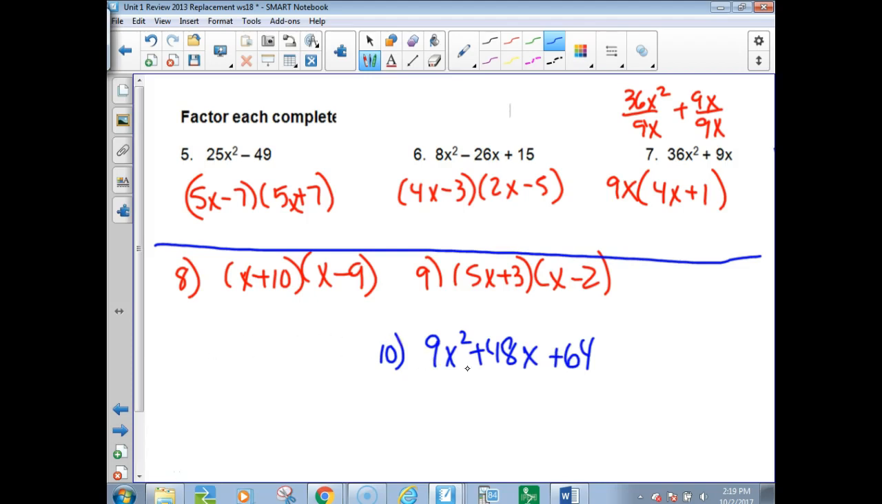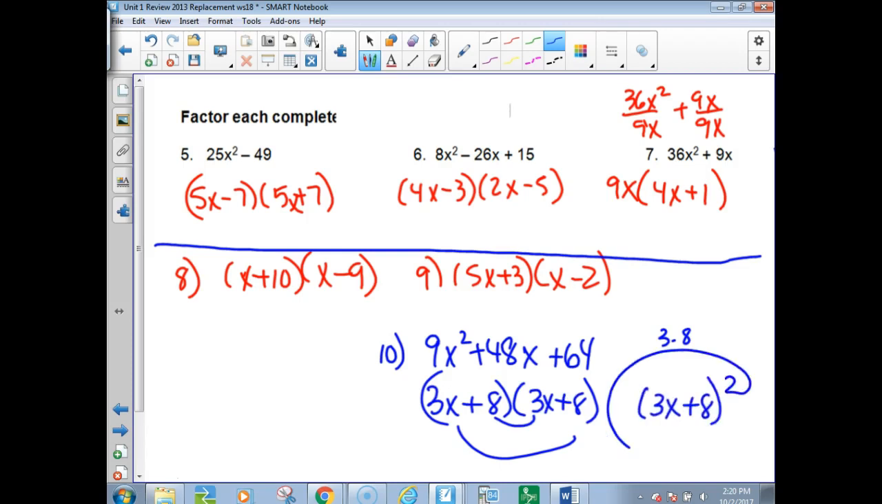All right, so when I look at one of these, like number 10, you want to look at the first and last numbers. If they're both perfect square numbers, which these are, that's 3 times 3 and 64 is 8 times 8, just check out what 3 times 8 is. That's 24. And if the middle is twice as big as that, it factors to 3x plus 8 times 3x plus 8. Because 24x and 24x gives you the 48x, and the signs are all plus. Then you should rewrite it for me as 3x plus 8 quantity squared. I'll take half a point off if you don't, yes?